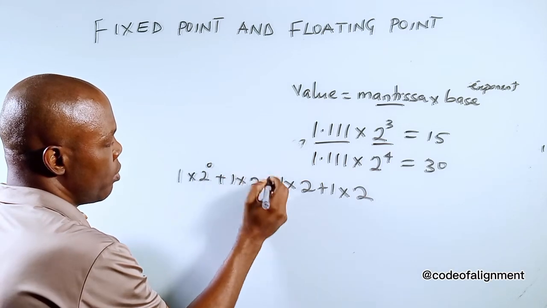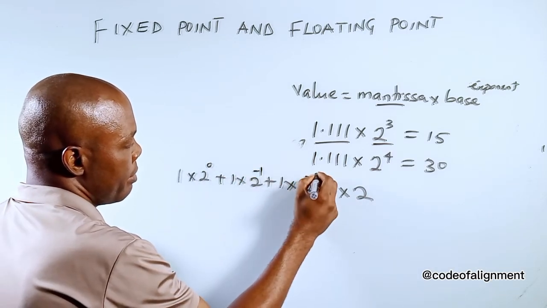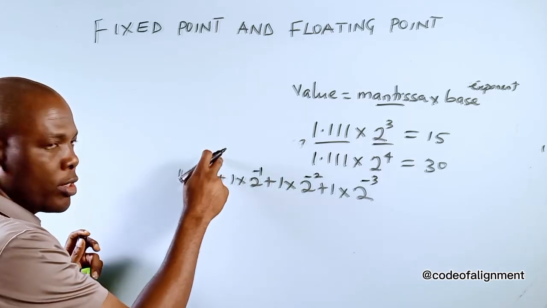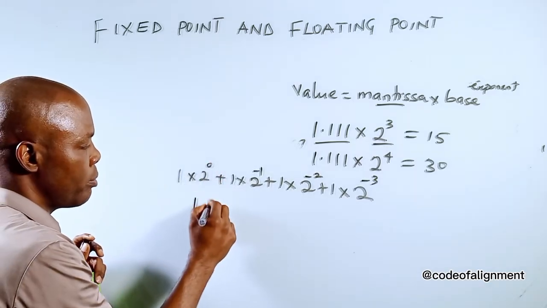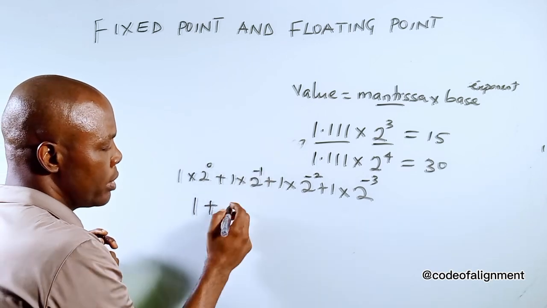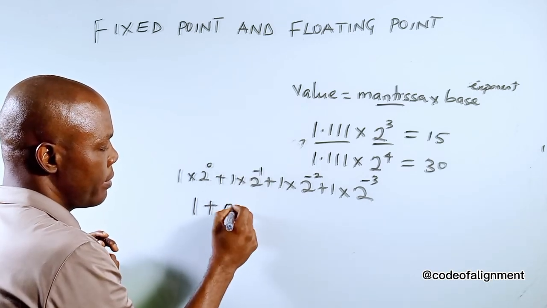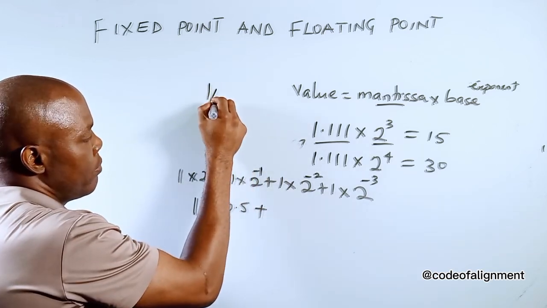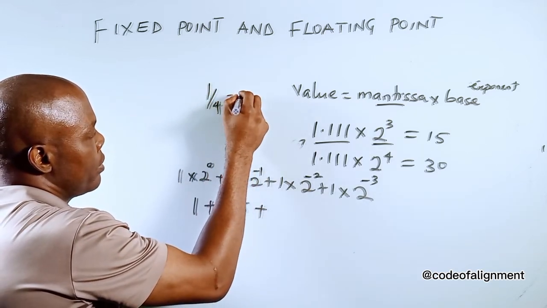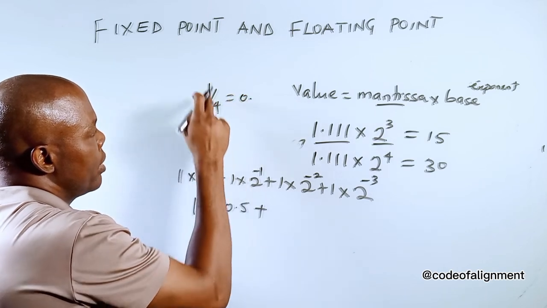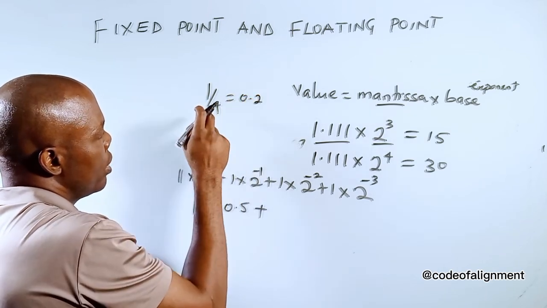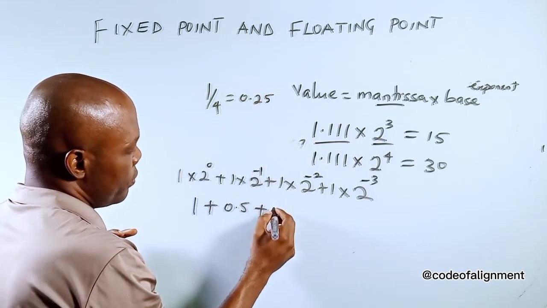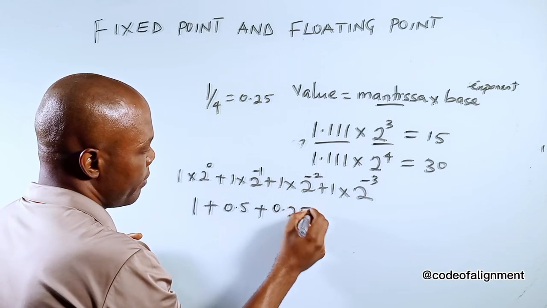So from this side will be what? Minus 1, minus 2, and then minus 3. So 2 raised to the power 0 is 1 times 1. So that is 1 plus 2 raised to the power minus 1. This is 0.5, right? Plus this one is 1 over 4. So that will give us 0.25, right?